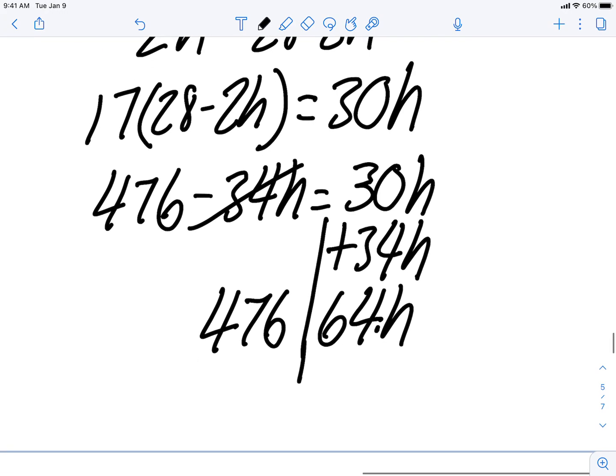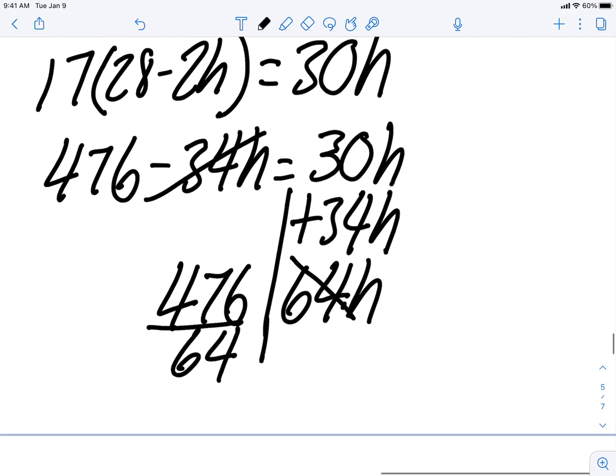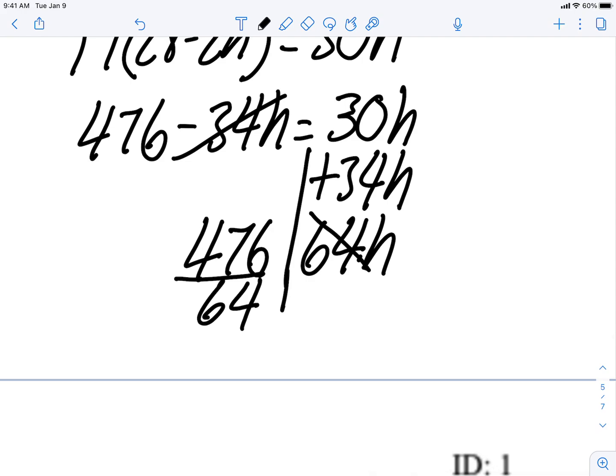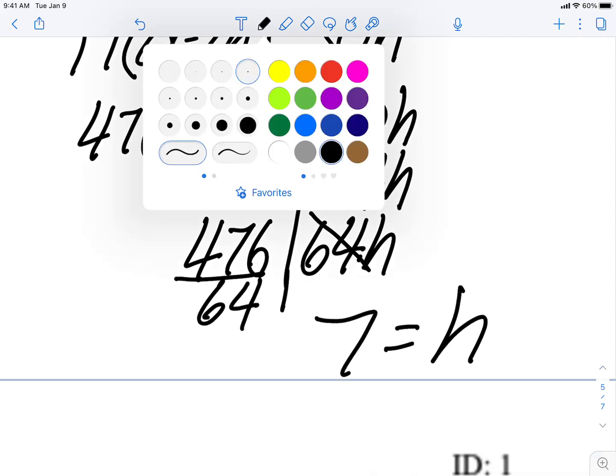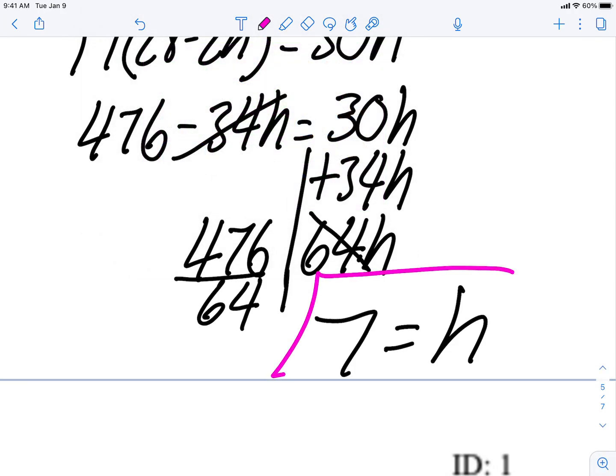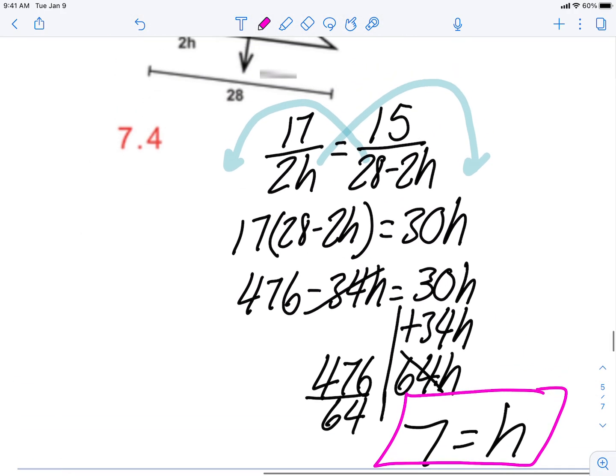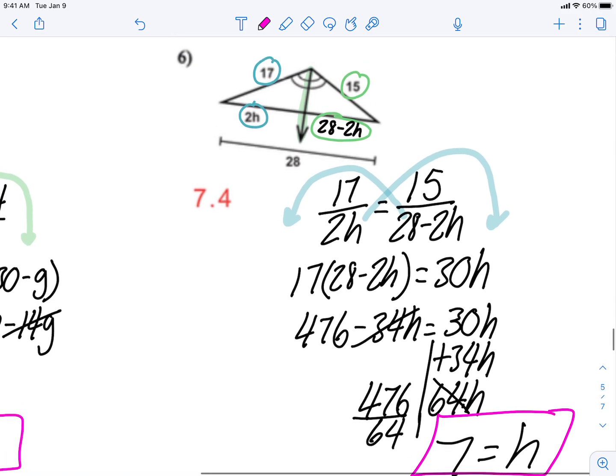The opposite of multiplying by 64 is dividing by 64. And 476 divided by 64 is equal to 7, which is equal to h. And let us draw a box around that, and that is number 6.